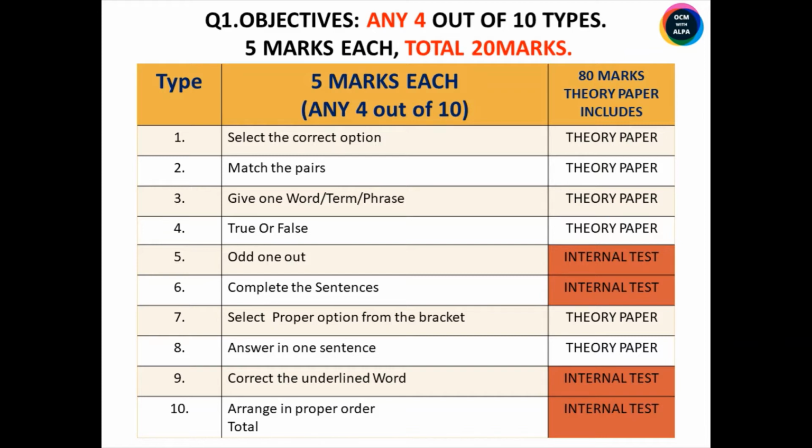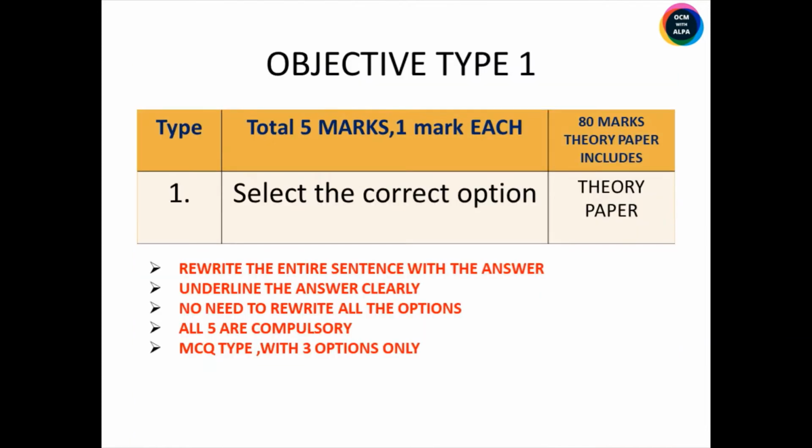So to begin with, we start with the first question, and that is objective type 1, an MCQ type question. You will be asked 5 questions. Each one carries 1 mark. Obviously, you have to rewrite the entire sentence, underlining the answer that you have chosen from the options clearly. All 5 are compulsory, nothing but an MCQ, multiple choice question.